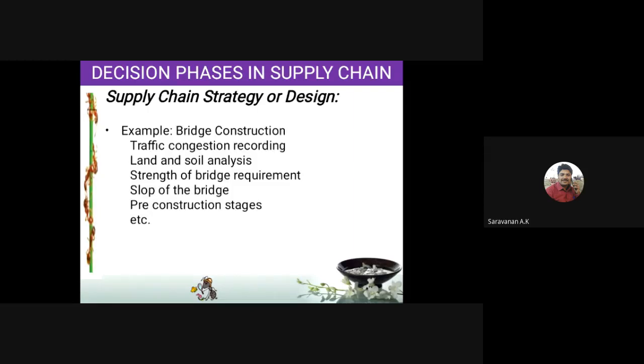Okay, next example, bridge construction. In bridge construction, first, where the bridge has to be constructed: only at a place where there is high traffic congestion should a bridge be constructed. How do we know that the traffic congestion is very high? We have to monitor for one full year. Then only can we come to a conclusion whether the bridge is required or not. Next, we have to analyze the land and soil, whether the bridge will withstand there or not. Next, the strength of the bridge, we have to calculate it. Normally, what will be the strength of a bridge?